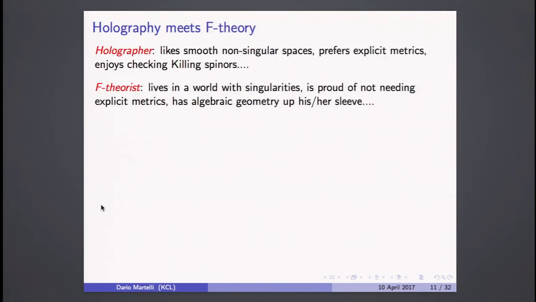So there are two contrasting things. The person interested in holography, let's call him the holographer, likes smooth non-singular spaces, and preferably uses explicit metrics and checks the Killing spinors if we're interested in supergravity and so on. Whereas the person interested in F-theory is perfectly fine in a world with singularities, doesn't need any metric, doesn't even want to talk about metrics, I should say, and is a bit upset if he or she is forced to talk about metrics.